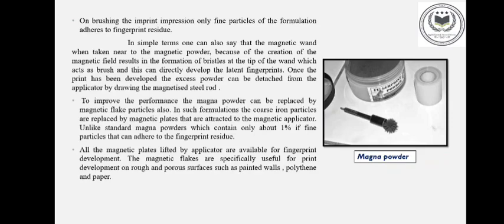To improve the performance, the magna powder can be replaced by magnetic flake particles also. In such formulations, the coarse iron particles are replaced by magnetic plates that are attracted to the magnetic applicator. Unlike standard magna powders, which contain only 1% fine particles that can adhere to the fingerprint residue, all the magnetic plates lifted by the applicator are available for fingerprint development. The magnetic flakes are specifically useful for print development on rough and porous surfaces such as painted walls, polythene, and paper.